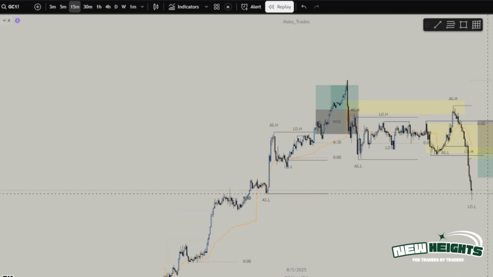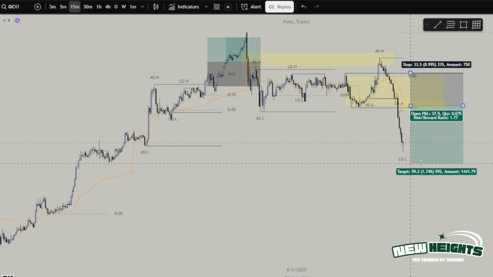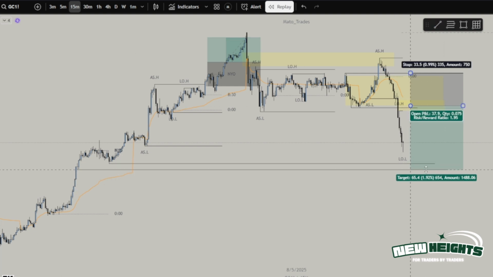And then again, where would I look for my TPs? Let's see. Let's look for these lows down here. Honestly, let's look at this fair value gap instead. Squeeze a little bit more points out of it. 65 points.